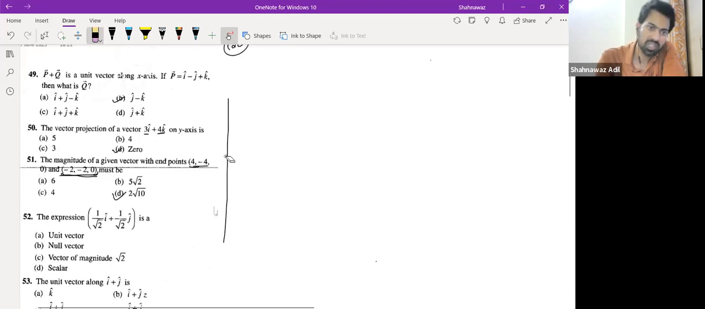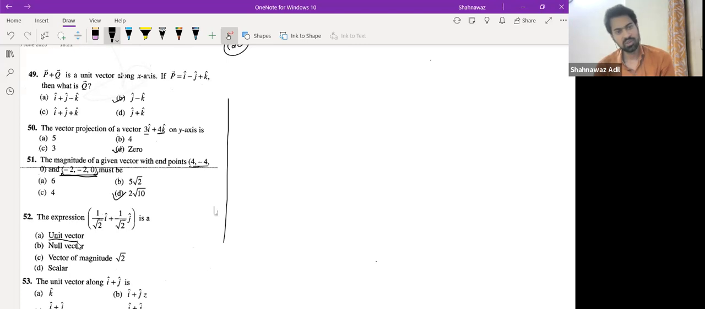Okay. The expression is a unit vector. So what is the criteria of a unit vector, Rishita? What is the property of the unit vector? What comes to your mind when you say unit? One, right? So that is your answer. The vector whose magnitude is one is a unit vector. Understood? Okay, what is a null vector?